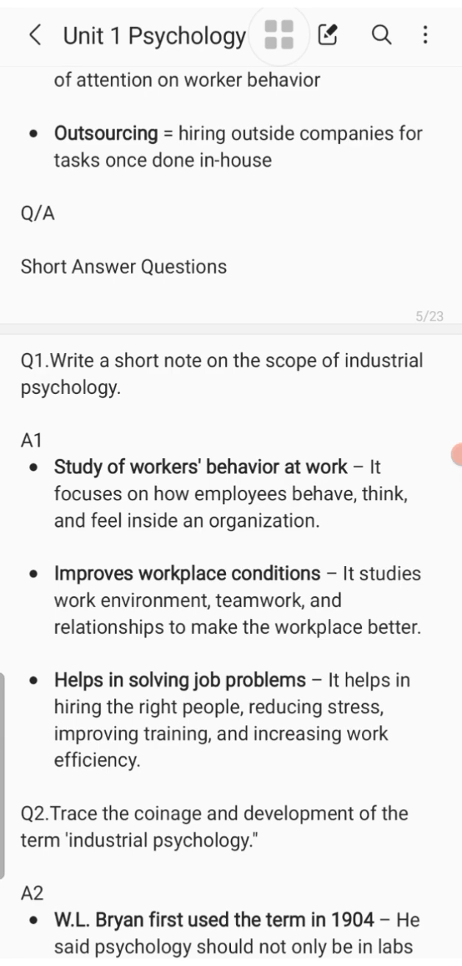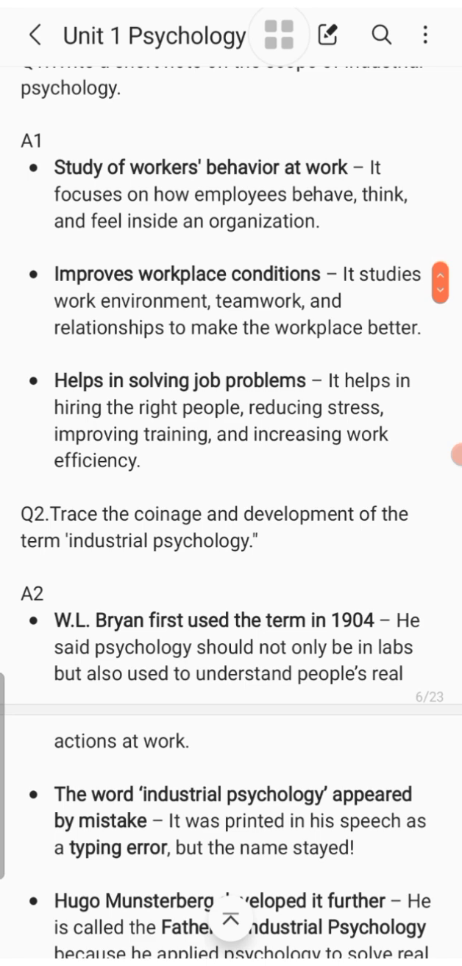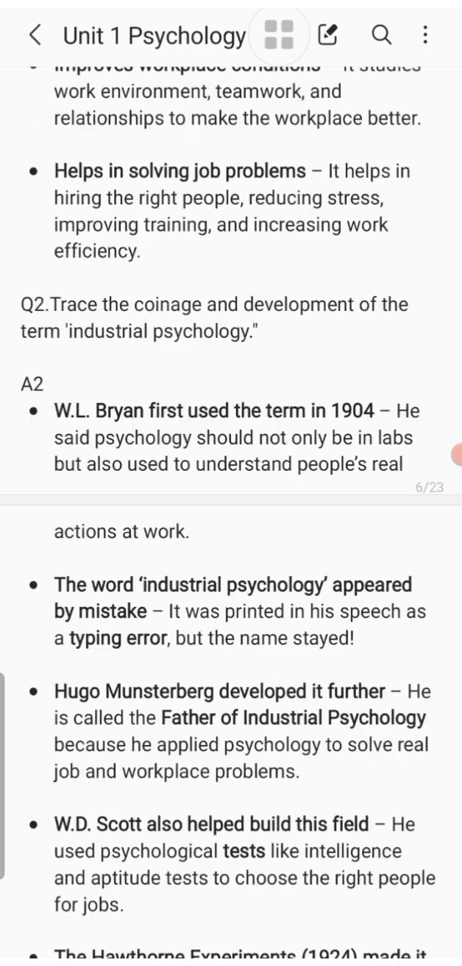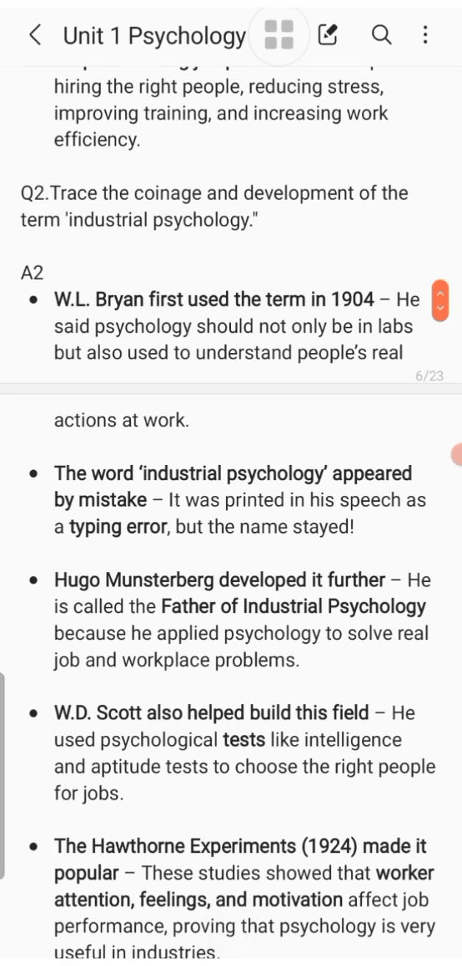Let's move on to question number 2. Trace the coinage and development of the term industrial psychology. Answer. W.L. Bryan first used the term in 1904. He said psychology should not only be in labs but also used to understand people's real actions at work. The word industrial psychology appeared by mistake. It was printed in his speech as a typing error, but the name stayed.